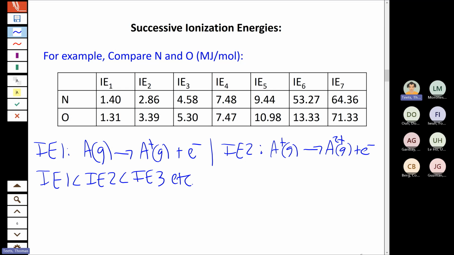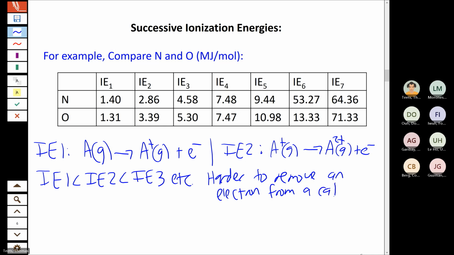So however many different electrons you have, each successive ionization is harder. It's harder to remove an electron from a cation than it is from a neutral atom. But what this table up here shows is that the specific way that those ionization energies increase can tell you something about that atom. So one of the concepts we introduced last time was the idea of valence electrons.